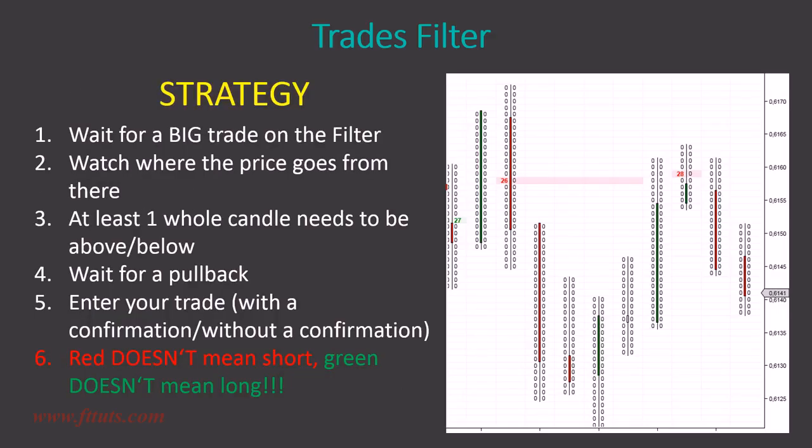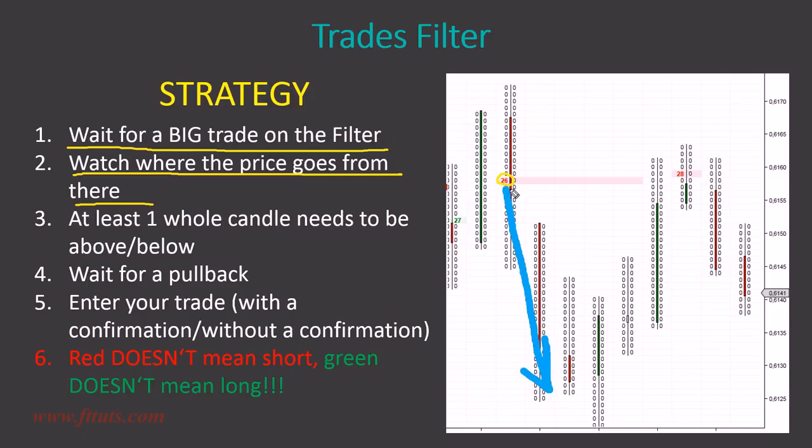But let me now talk a bit about a trading strategy which you can base on the trades filter. First thing you want to do is wait for a big trade on the filter. Like in here, there was the big trade, the 26 contracts, and then you watch where the price goes from there. So from this place, the price went downwards.